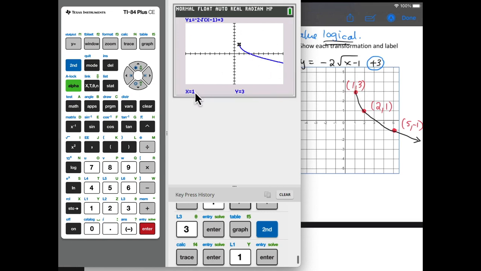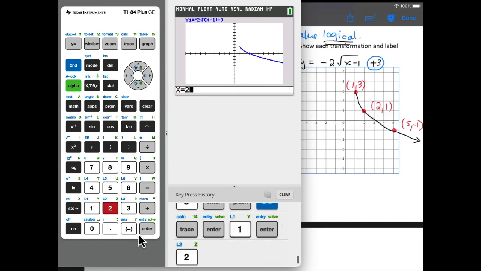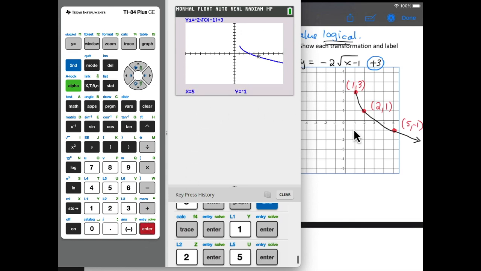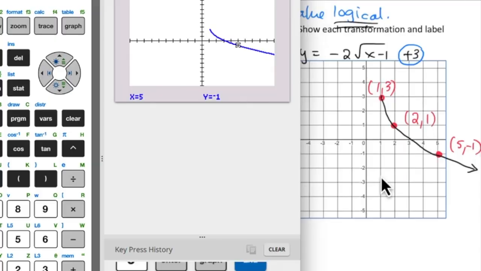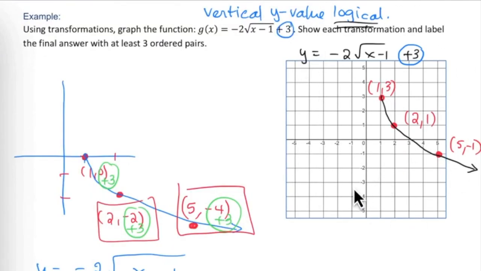So I have 1, 3 on my graph, and 1, 3 is on the correct graph in the right spot. Now let's also check 2, 1. I just hit 2, enter, to see now that 2, 1 is a point on our graph, and then we'll check the third one by hitting 5, enter, and we see that 5 also goes with negative 1. So my 3 points of interest have been verified, and we feel good about this being our final answer graph.